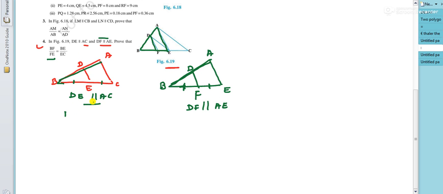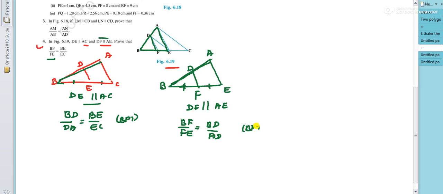See, since DE is parallel to AC, as per BPT, we can write BD by DA is equal to BE by EC. Correct? As per BPT, you can write the reason. Similarly here, since DF is parallel to AE, the other two sides will be like this. BF by FE is equal to BD by AD as per BPT. And now this is your second equation. This is your first. So both 1 and 2 are equal.